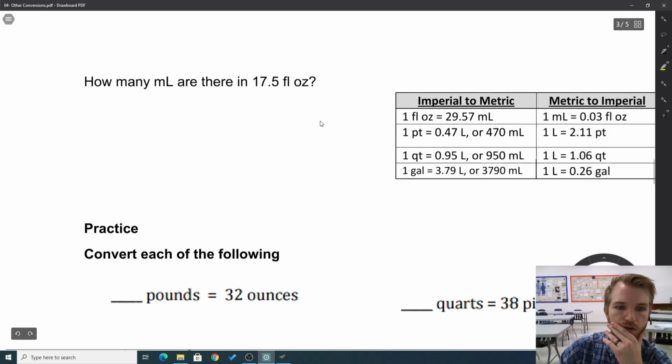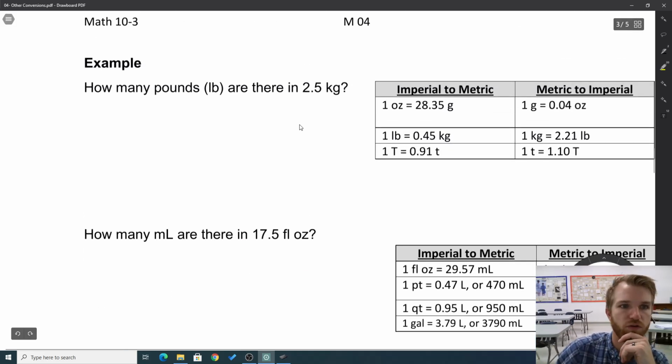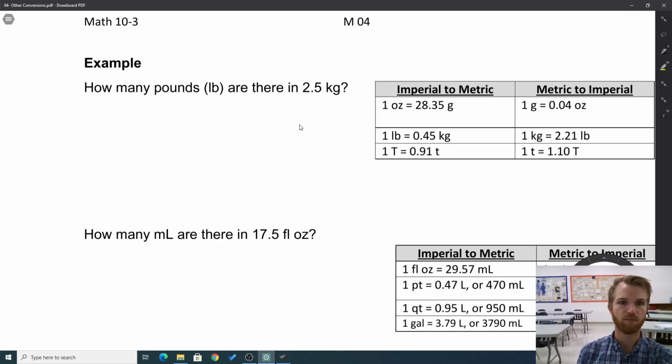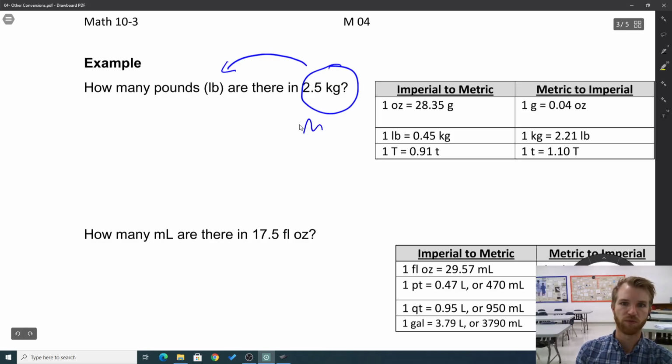The only other thing that is in here is just converting between imperial and metric. The easiest way to do this is it has imperial to metric and metric to imperial. Figure out what your units are. What are you starting with and going to? In this problem, how many pounds are there in 2.5 kilograms? We're starting with 2.5 kilograms and then going to pounds. Kilograms is metric, that's where we use our staircase. Pounds is imperial, the American system. So we're going from metric to imperial.